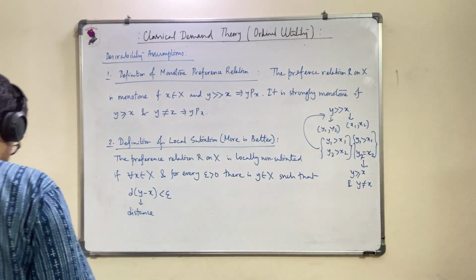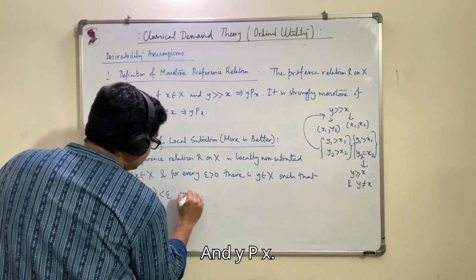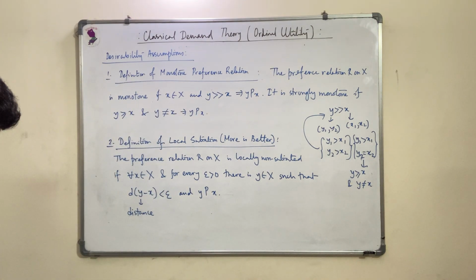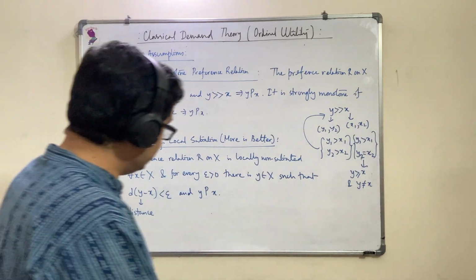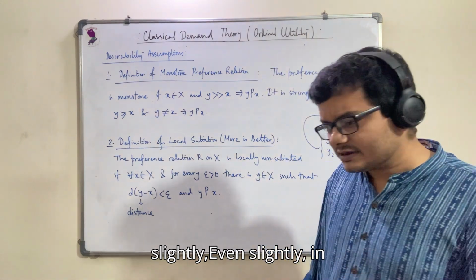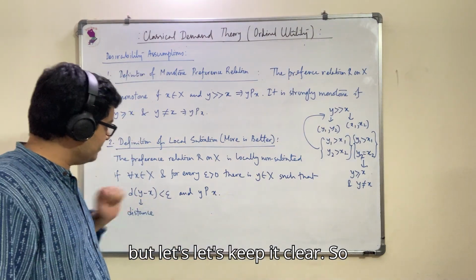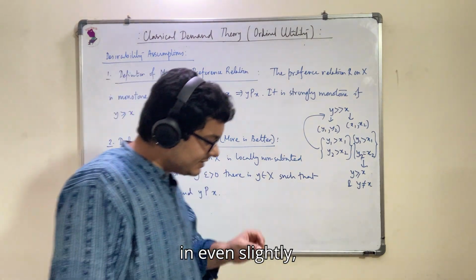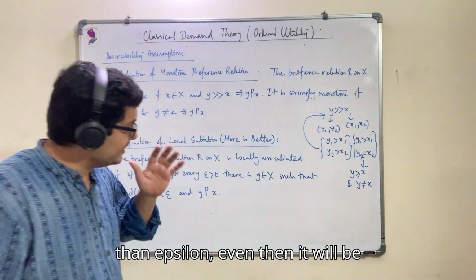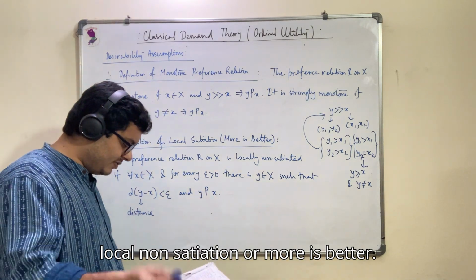and y P x. So that means if I change even slightly in any direction, so to say, in the vector sense, but let's keep it here, even slightly, epsilon is small, we are saying even less than epsilon, even then it will be strictly preferred. So that is called local non-satiation, or more is better.